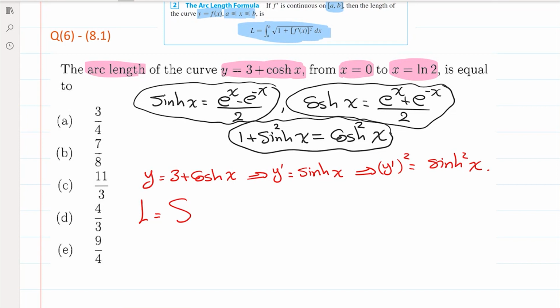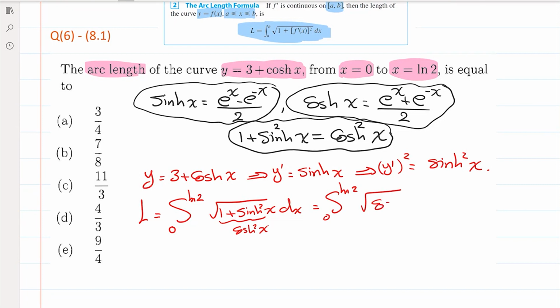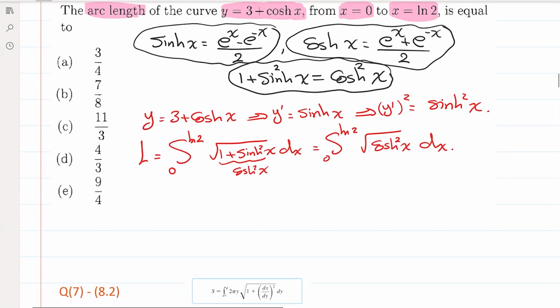So the limit of the integral will be from 0 to ln 2 of the root of 1 plus the derivative squared, which is sine hyperbolic squared x dx. And 1 plus sinh squared is equal to cosine hyperbolic squared. So we will have the integral from 0 to ln 2 of the root of cosine hyperbolic squared x dx. This is equal to what? The square will remove the root. Then we have the integral of cosh.